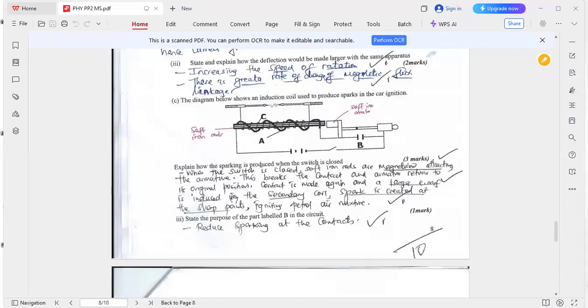So you start by saying, when the switch is closed, the soft iron rods are magnetized. These are soft iron rods. They are magnetized because remember, current flows in the primary. The primary coil here is A. The one on top, you can see it has fewer turns. So the soft iron rods are magnetized, attracting the soft iron armature. This is the soft iron armature here. That's the first mark.